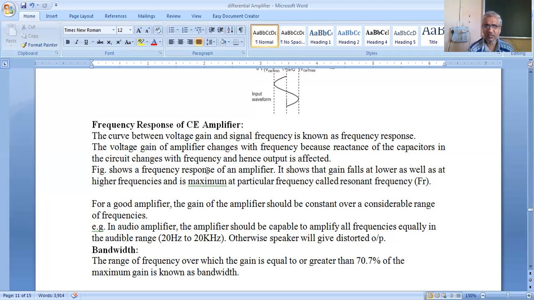Now, for example, in case of an audio amplifier, we expect the audio amplifier should amplify the frequencies from 20 Hz to 20 kilohertz.